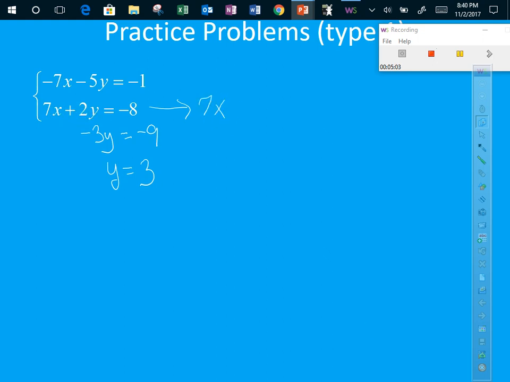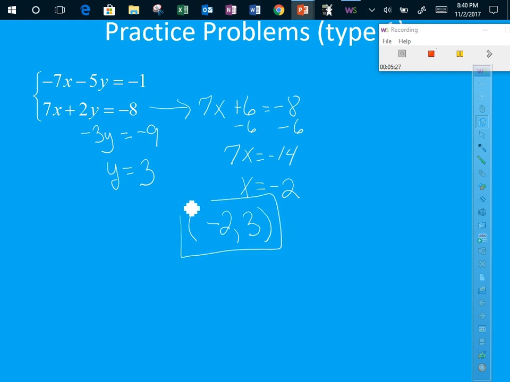Positive 2 times 3 is positive 6 equal negative 8. Let's minus 6 from both sides and get 7x equal negative 14. Divide both sides by 7 and get negative 2. So my answer to the second one, negative 2 comma 3. And then just like we did on the first one, you could check it by plugging it in to the equations and make sure you get true statements.